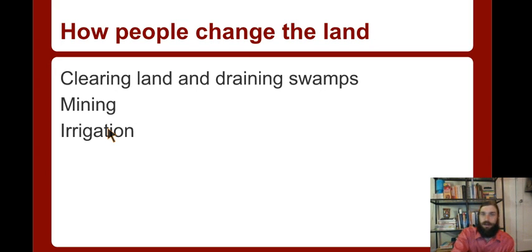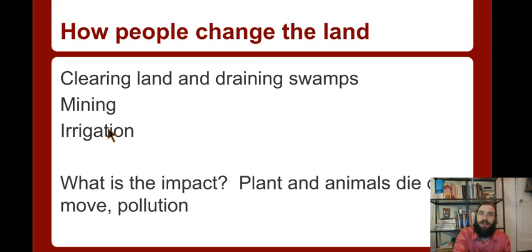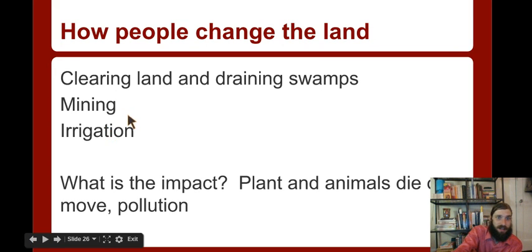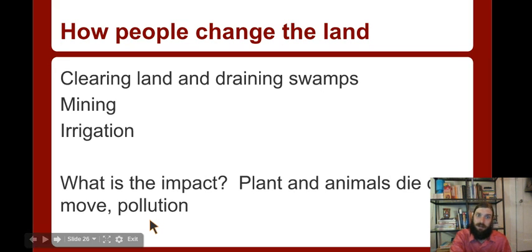Now, this again is kind of fourth grade stuff. What you in fifth grade need to know is, what is the impact? How do people changing the land impact the land? And you need to know, when people clear land, mine, and irrigate, plants and animals die or move because the trees that they live in and get their food from are now destroyed. And also pollution, all right? When more humans settle in an area, they create more trash, that creates more pollution in the environment, okay?